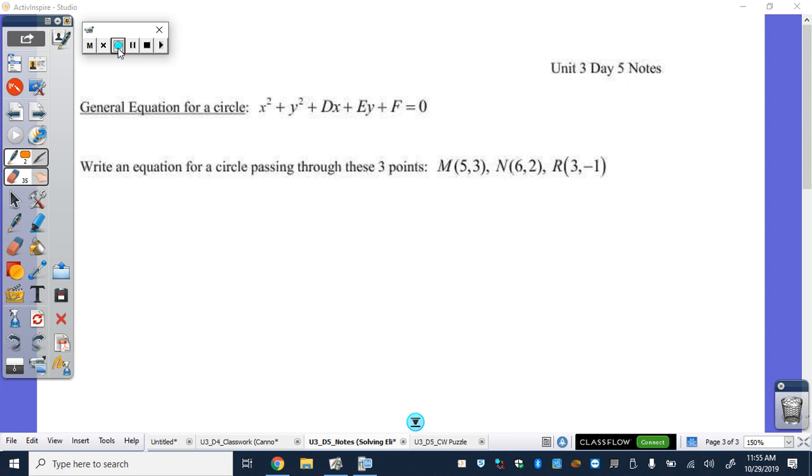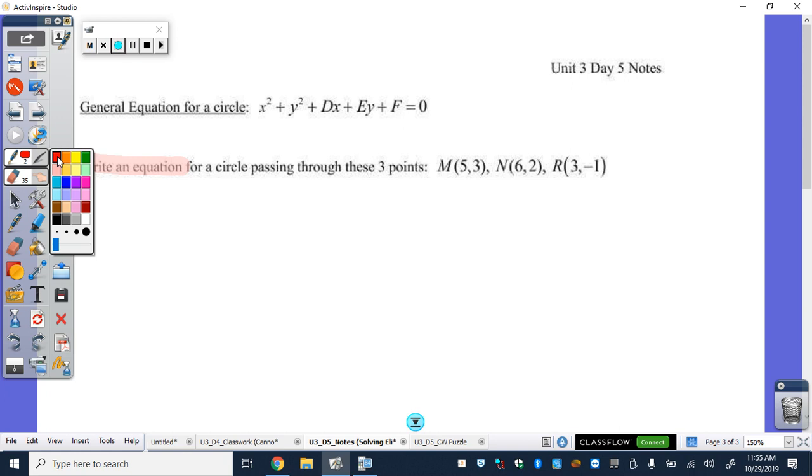So what they want us to do is they want us to write an equation for the circle. I highlight that because we got to remember that's our ultimate goal. We're trying to write the equation for a circle passing through those 3 points, 5, 3, 6, 2, and 3, -1. We can't write the equation of the circle until we know what D, E, and F are. So in order to do that, we have to come up with 3 equations using the 3 points, and then we do the elimination like we were just doing on the other ones for the 3x3s.